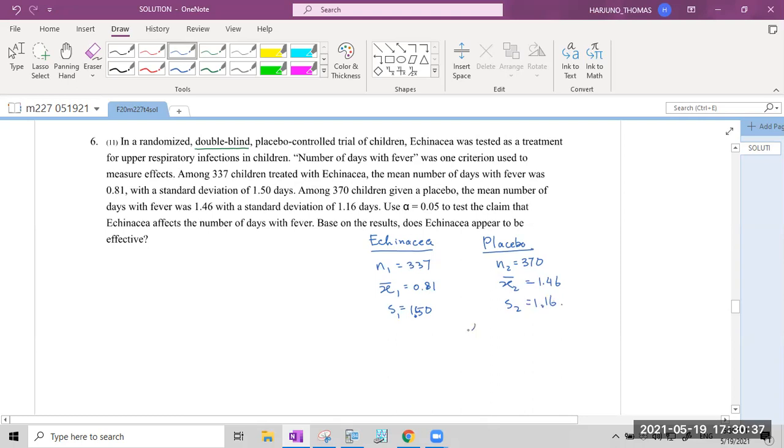Okay, with alpha equals 0.05, test the claim that echinacea affects the number of days with fever.